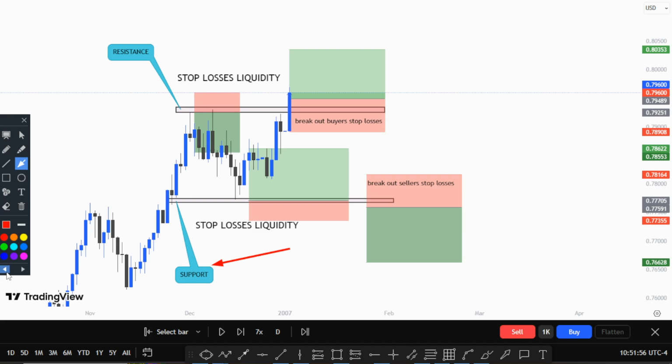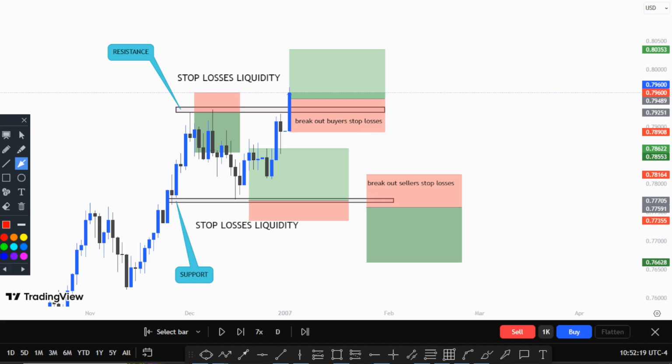Now that we have established support and resistance, retail traders will tend to sell the market at this resistance level and place their stop losses above the resistance level. At the same time, breakout traders will put their buy stops above the resistance level with their stop losses below the resistance. This creates tons of liquidity above the resistance.